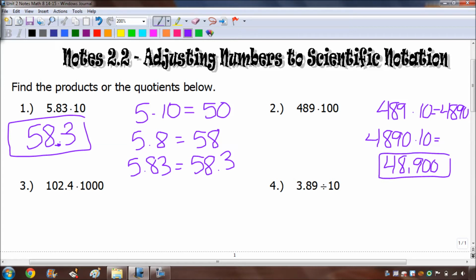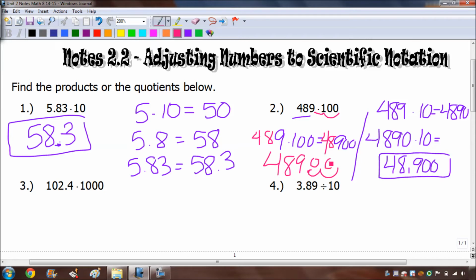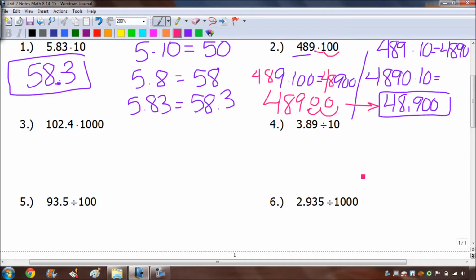And another way to think about this is, see how this says 489? If you multiply 9 by 100, you get 900. If you multiply 89 times 100, you would get 8,900. And if you multiply 489 by 100, you'd get 48,900. Again, you can just move the decimal place over twice because there are 2 zeros in 100. So when I take 489 and move the decimal place over 2 times, I get my answer, 48,900. Okay? Last one, 102.4 times 1,000.